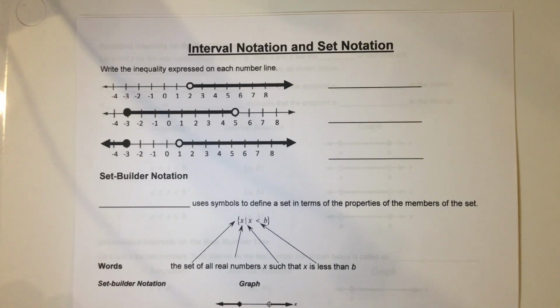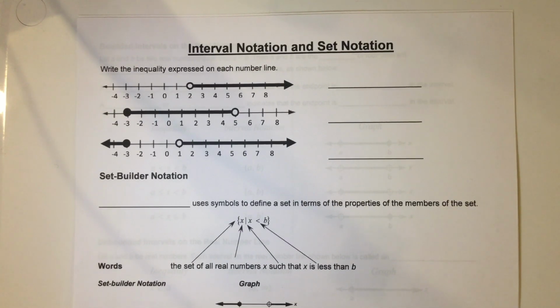Alright, these are the notes for interval notation and set builder notation. So the first thing it says is to write the inequality expressed on each number line. So if you can recall how to write inequality notation, that's going to be a good start.